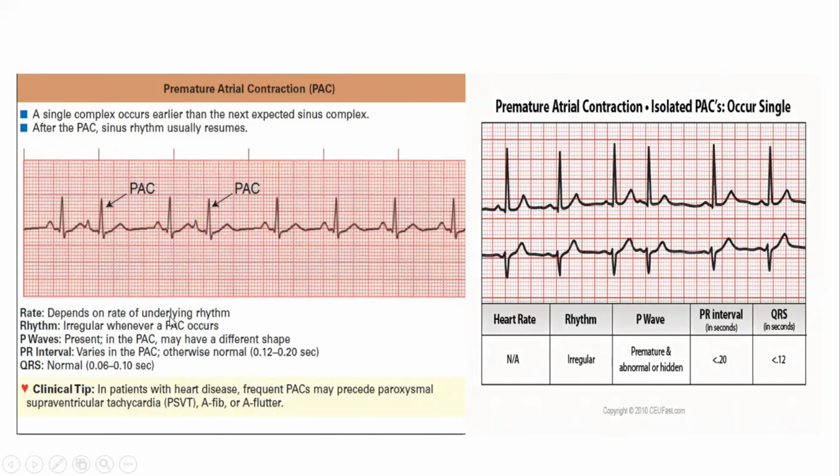Rate depends on the rate of the underlying rhythm, and rhythm is irregular whenever a PAC occurs. P waves in the PAC may have a different shape, and PR interval varies in the PAC; otherwise it is normal, 0.12 to 0.20 seconds. QRS is normal. This is premature atrial contraction. This is an altered P wave with altered PR interval, and it has come before the normal rhythm.